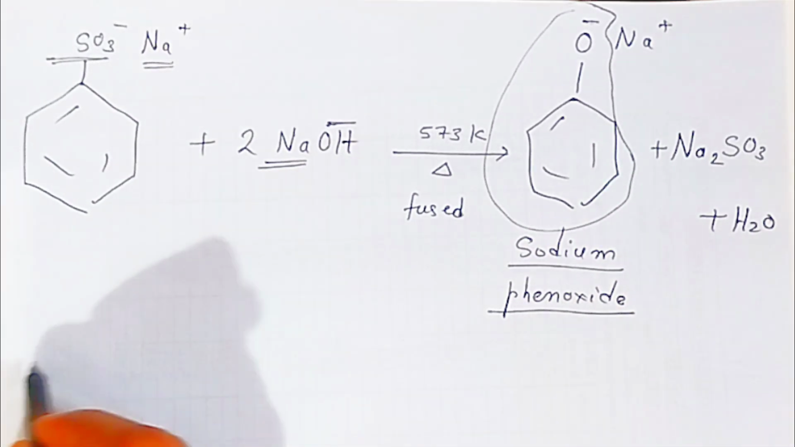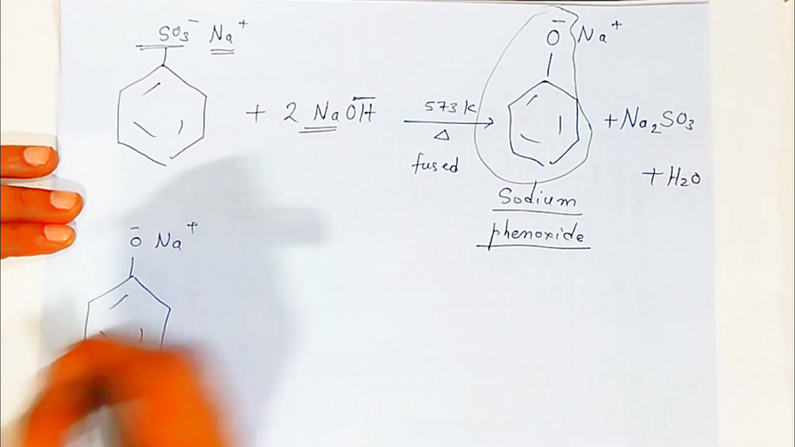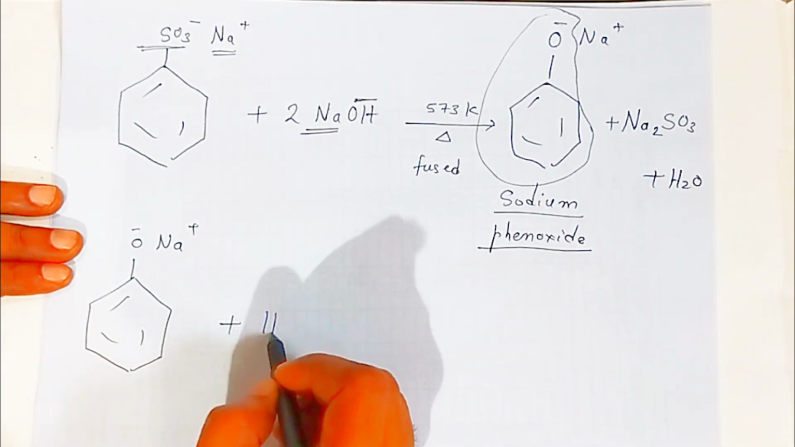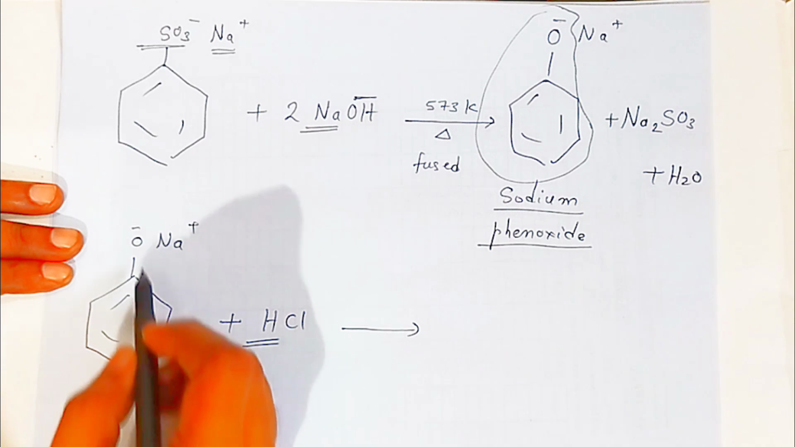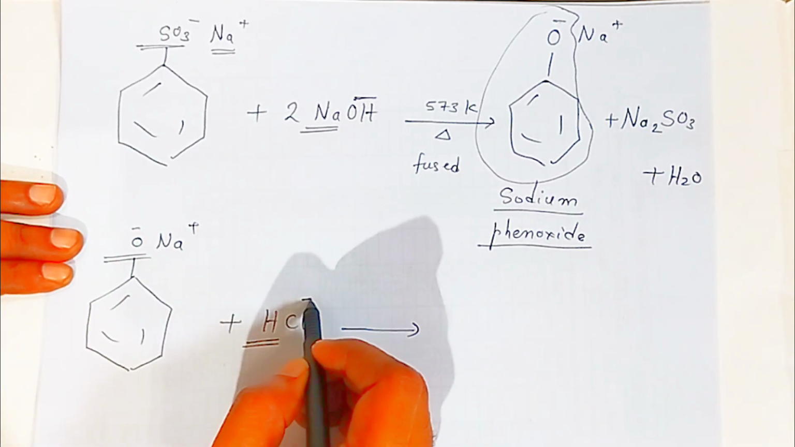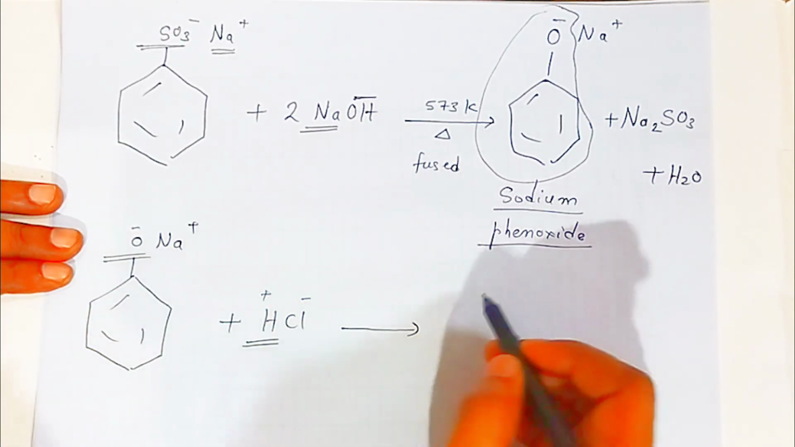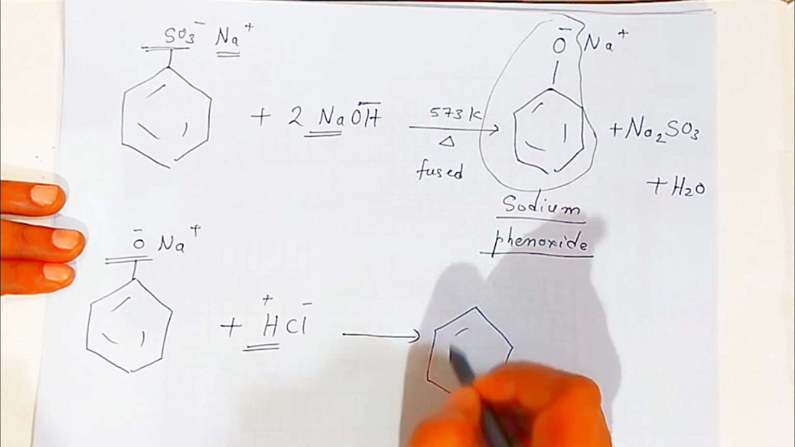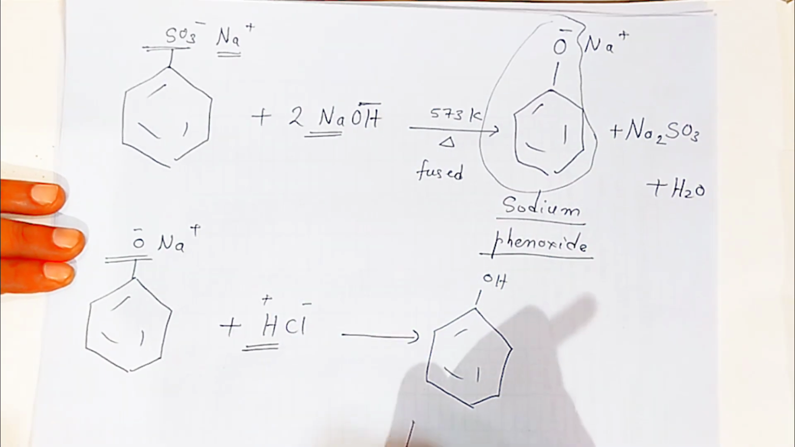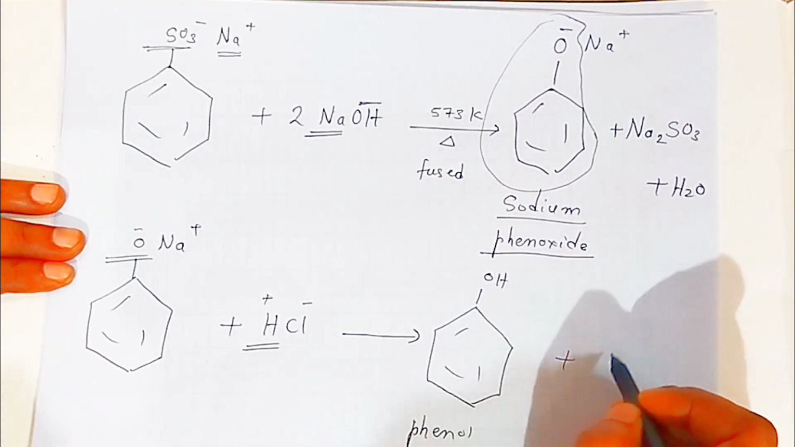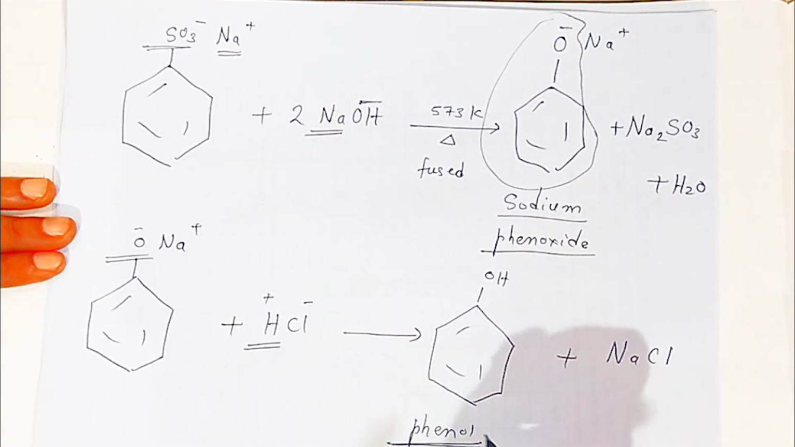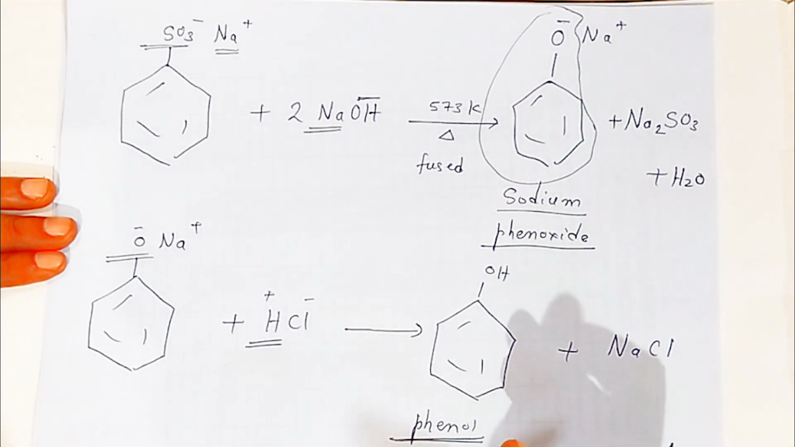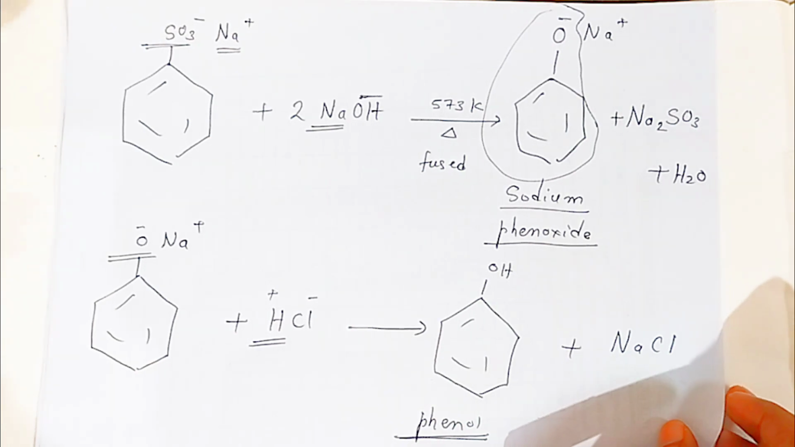Now students, this sodium phenoxide, this salt, on acidic hydrolysis, this combines with oxygen. Here this will be negative charge, this is positive, so this positive will go and it will form the phenol. Okay students, this is the phenol, and you are getting NaCl as a byproduct. So this way students, we have prepared the phenol from benzene sulfonic acid. Very important students for the examination. This way you have to represent the answer.